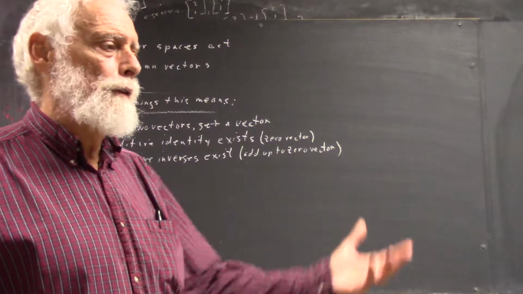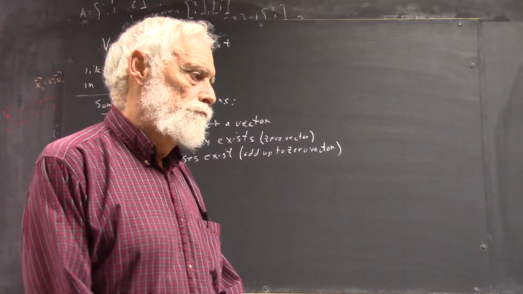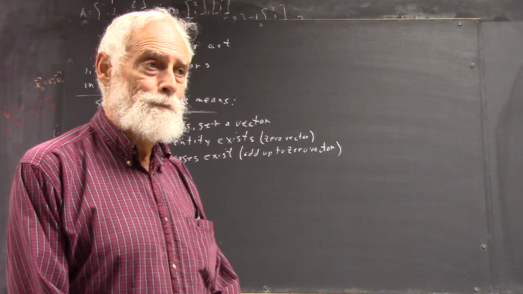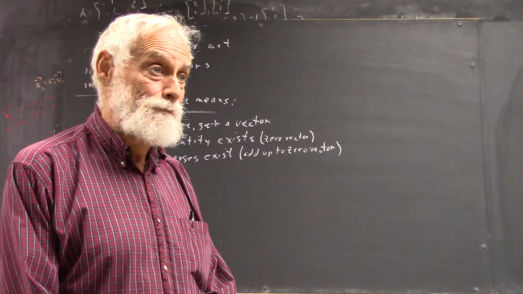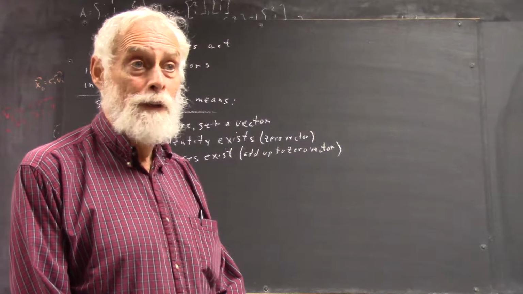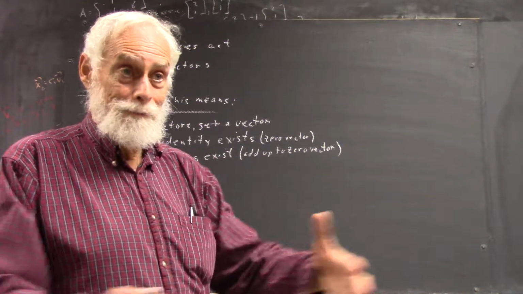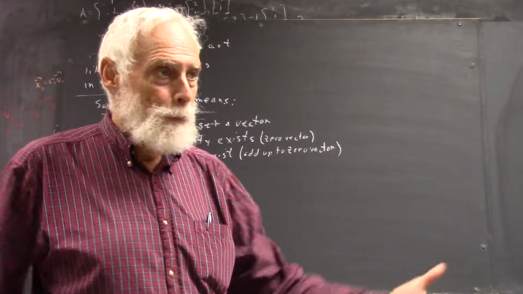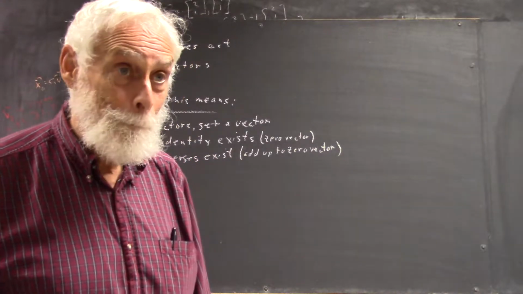Now let's just consider the integers. 1, 2, 3, 4, 5, and so on. 0, -1, -2, yeah, okay. All the whole numbers and their negatives. Okay?